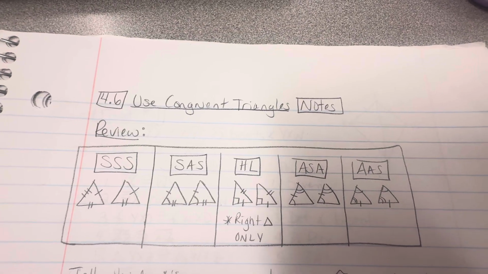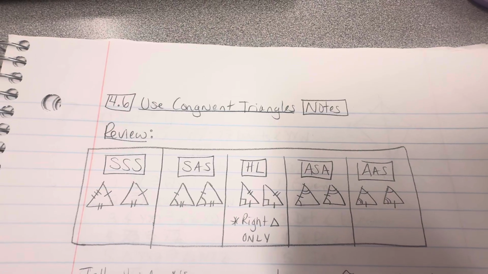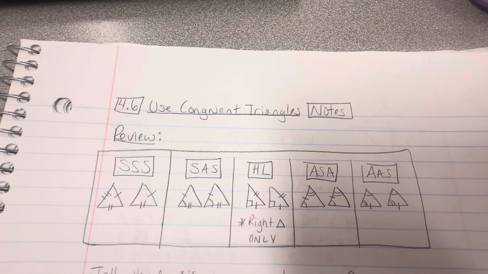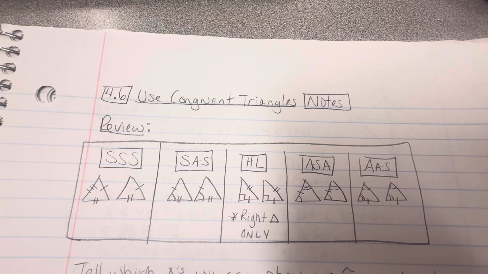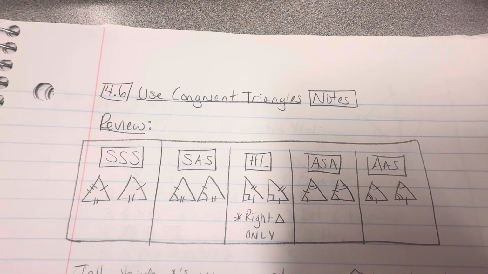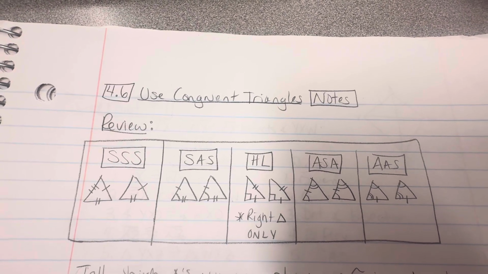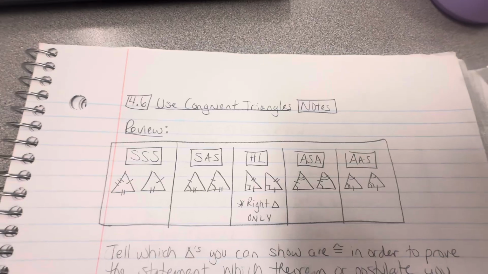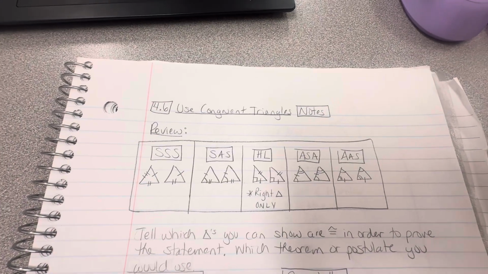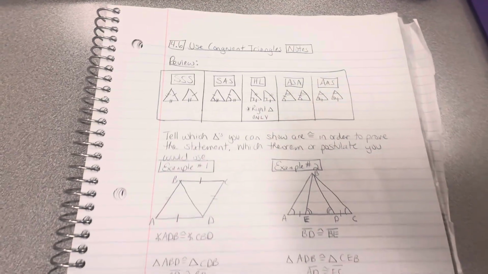Angle, side, angle, this one was new last lesson. So you have 2 sets of angles and a side that is sandwiched between those 2 angles, or included. And angle, angle, side, where you have 2 angles and a side that is not included or not sandwiched. So today's applications using those 5 shortcuts.